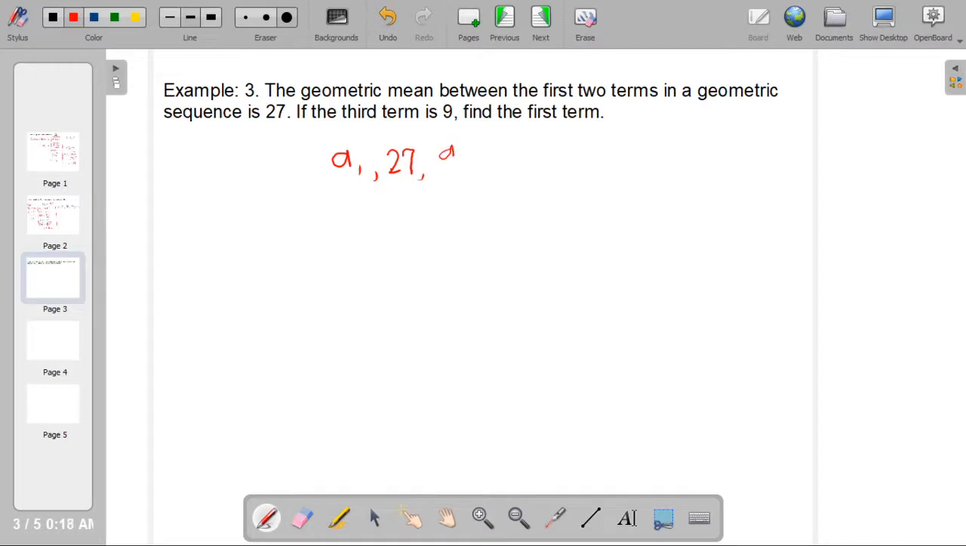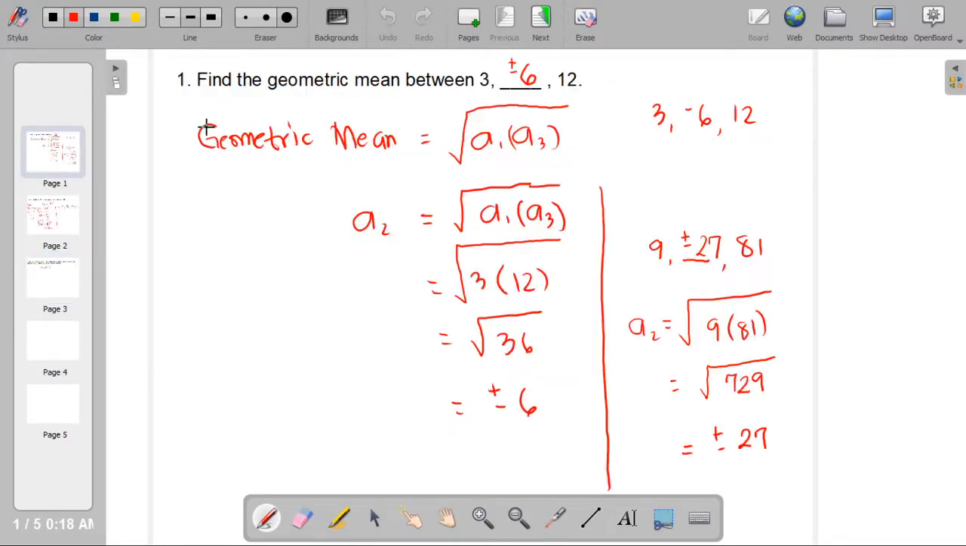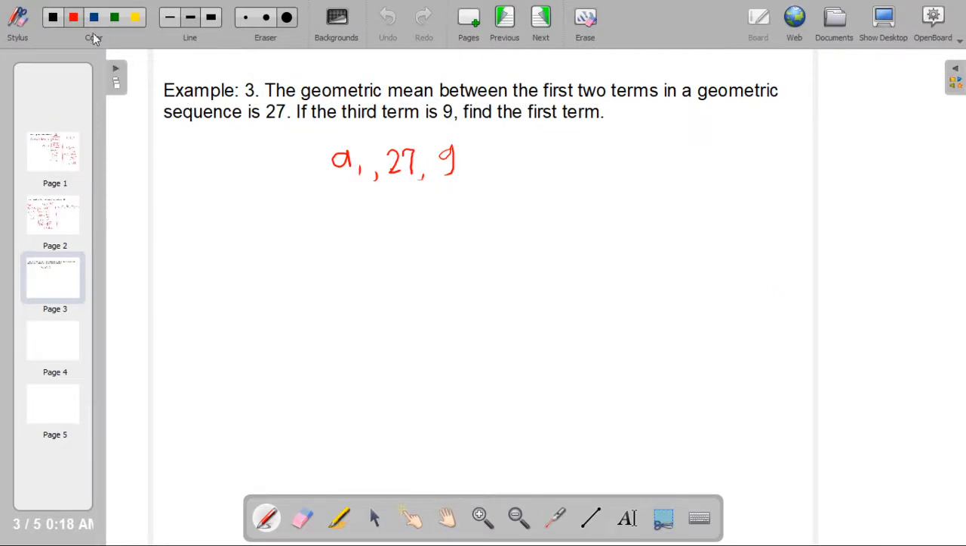Okay. Now, there are two ways to solve this one. It's actually simple. There are two ways to solve this problem. The first one is to use this idea that the geometric mean is equal to the square root of a sub 1 times a sub 3. We use that one first. So, we have learned that a sub 2 is actually equal to the square root of the product of a sub 1 and a sub 3.